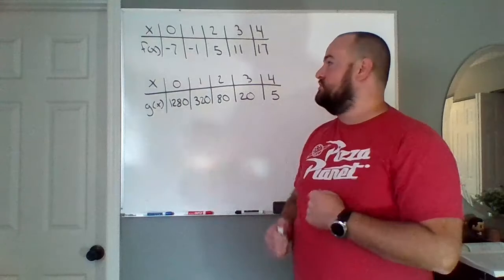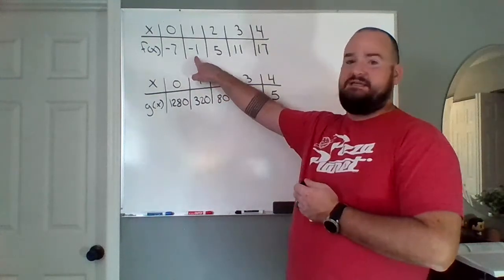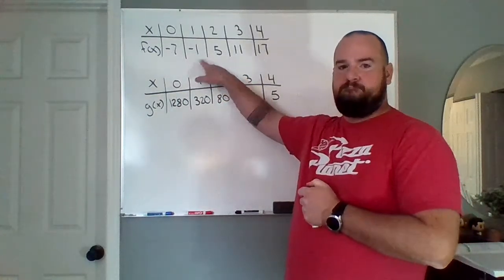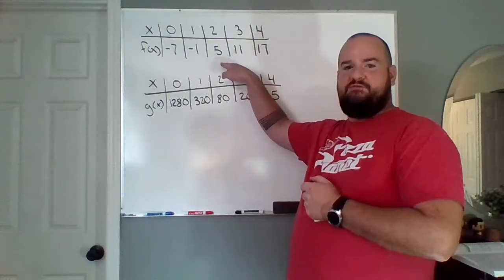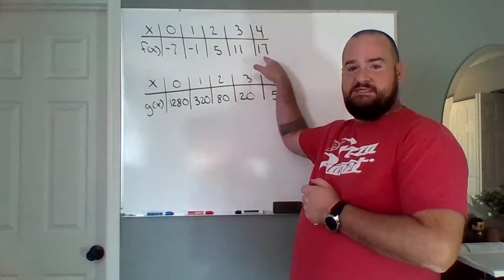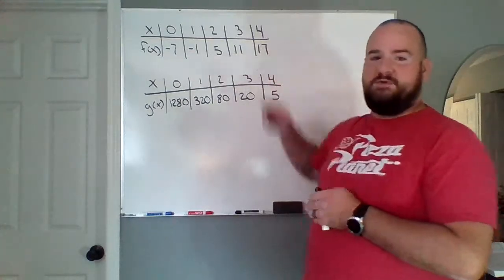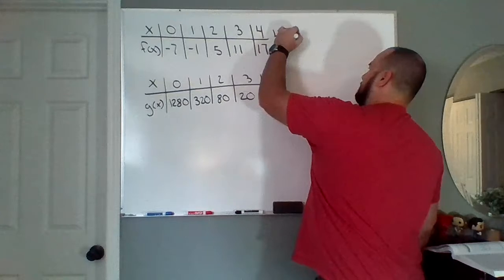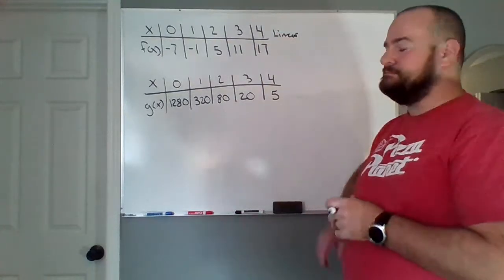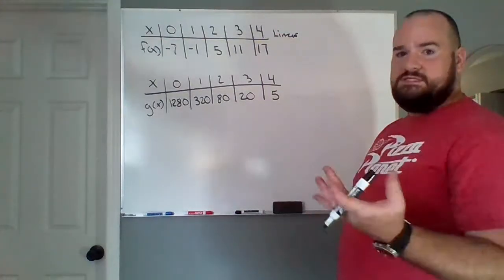That's not the exponential. So what do I add to get from -1 to 5? 6. Same as I added from -7 to -1. 5 plus 6 gives me 11, plus 6 gives me 17. This one here, f of x, this is our linear function. Now, what does the equation look like?